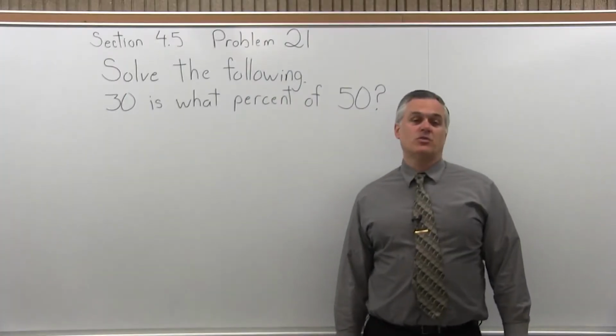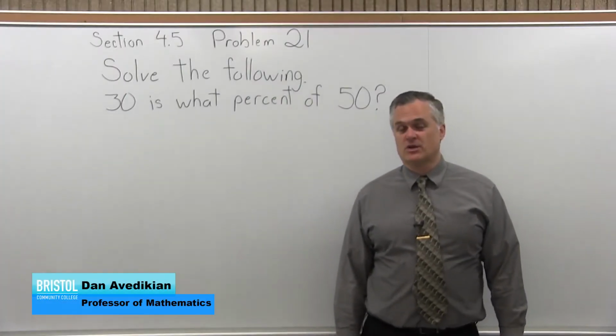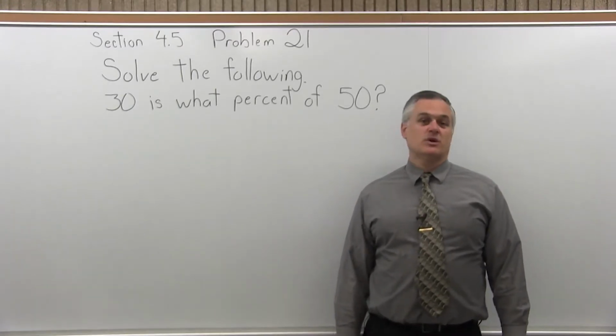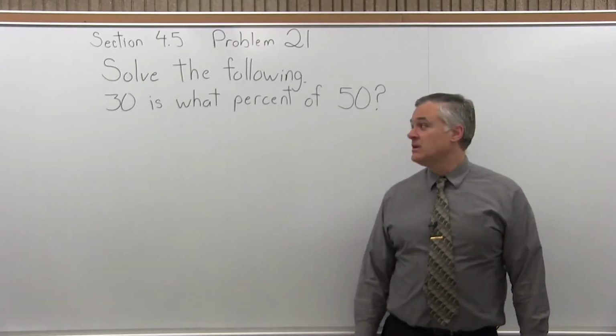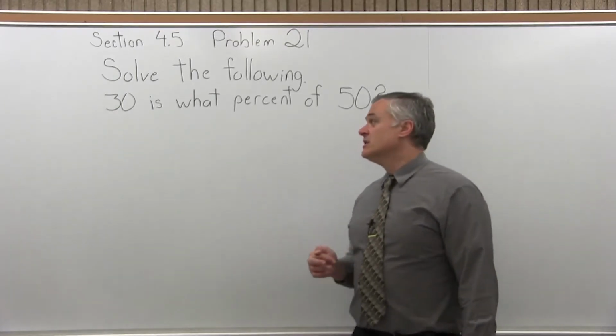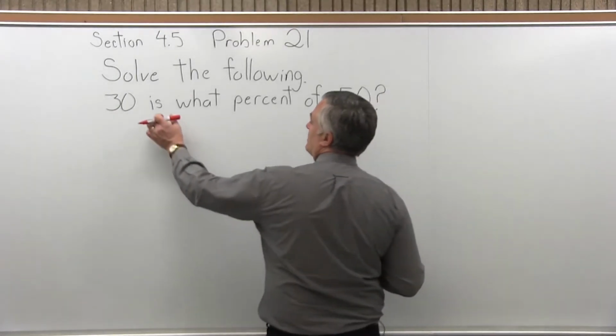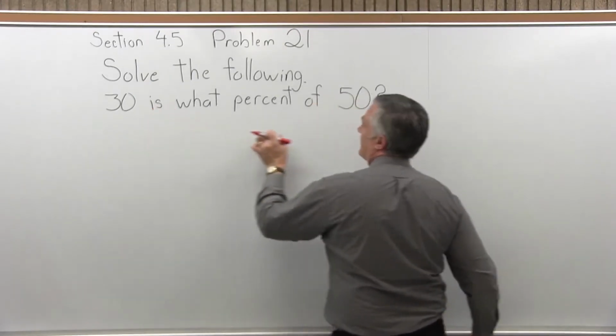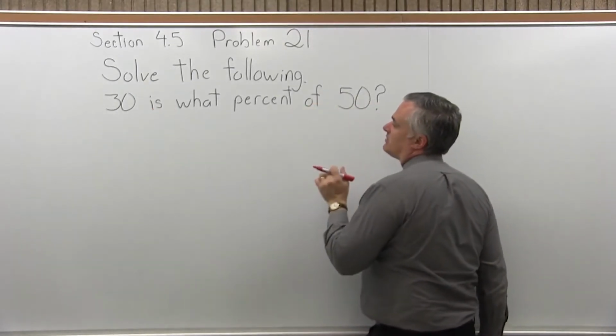This is Section 4.5, Problem 21. It says solve the following. 30 is what percent of 50? So to solve it, first we need to make it an equation, and then we solve the equation. When you make it an equation, the key words are is, which means equals, and of, which means multiply.